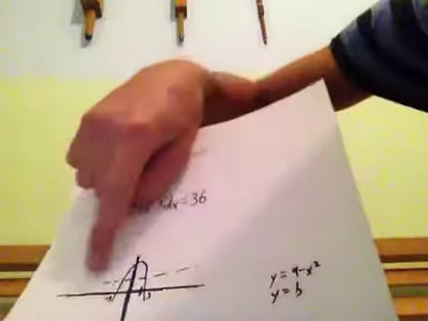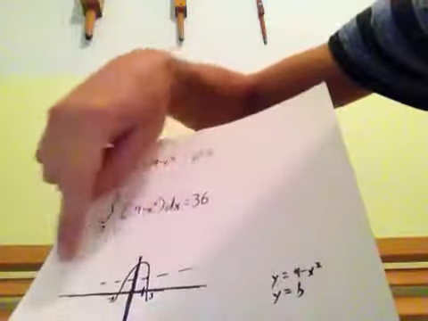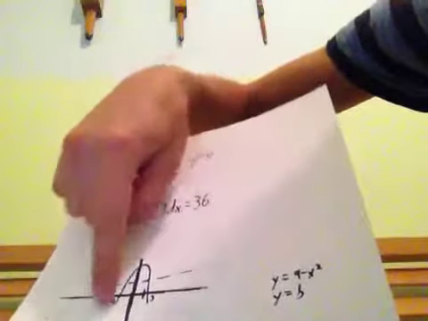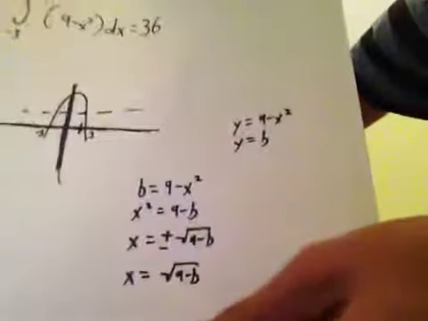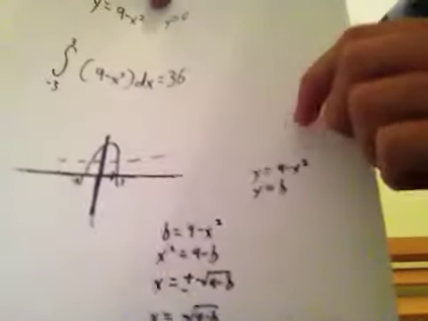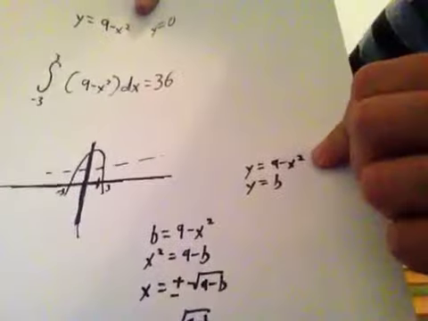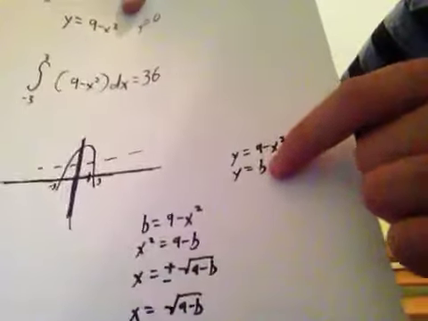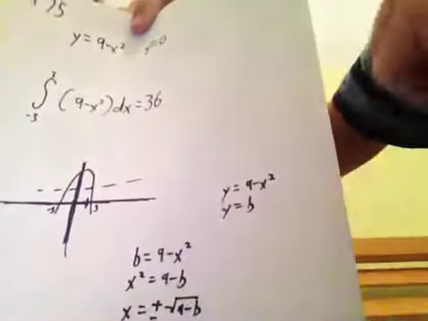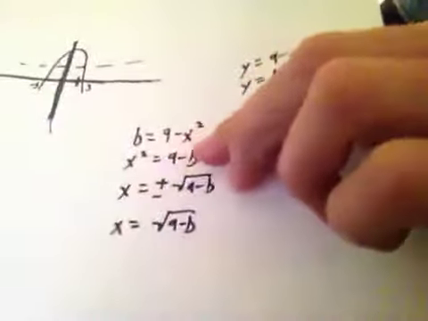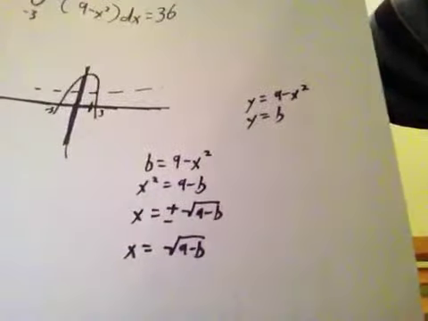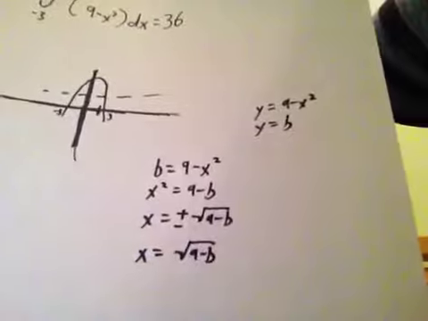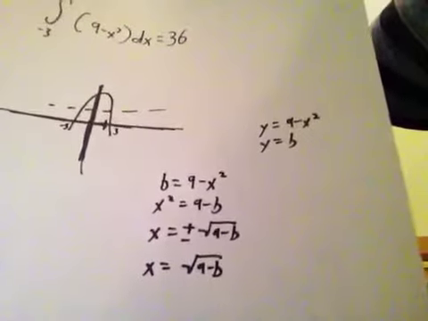In order to figure out where this line y equals b intersects this parabola that was given, we have to set the two equations equal to each other. You see this y equals 9 minus x squared. That's one of the givens that we had. The other equation is y equals b. So you have b equals 9 minus x squared. You do algebra after that, and it's x squared equals 9 minus b, and then x equals plus or minus the square root of 9 minus b.